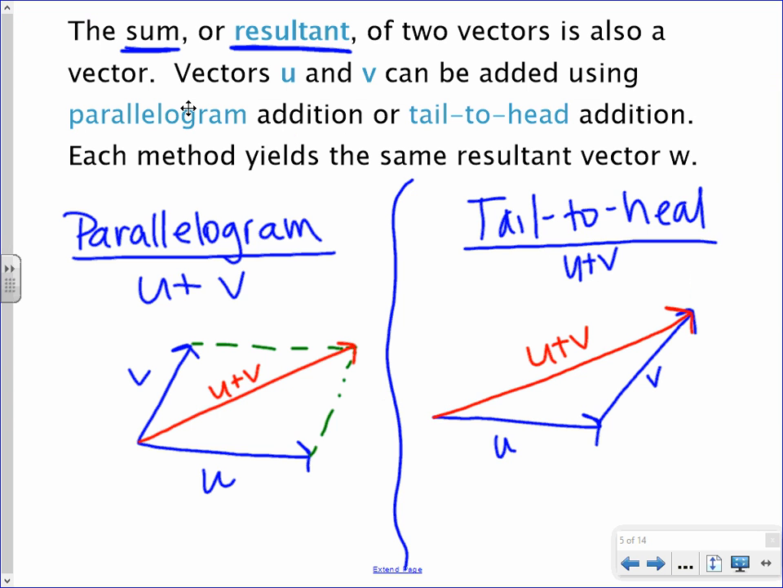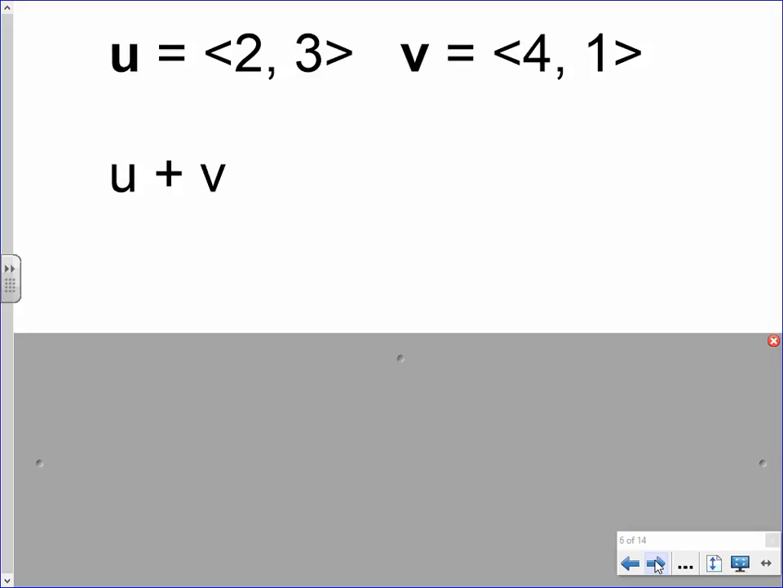All right, so here are our visualizations for adding two vectors together. Like I said, I don't care which one you use, but you will have to draw one of these in your homework tonight, okay? Which one you use, up to you. Let's go ahead and attach some numbers to it. So write down that vector u is 2, 3, and vector v is 4, 1.